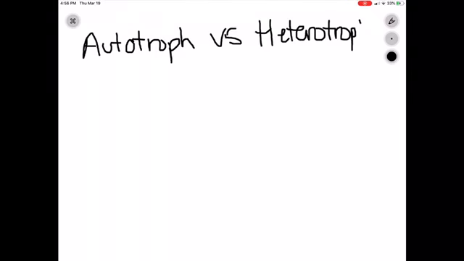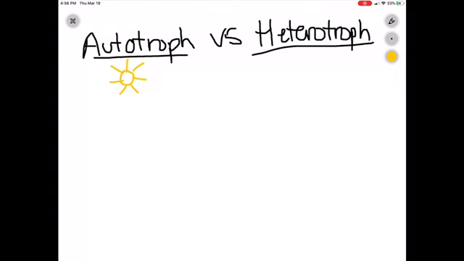I just wanted to review the notes that I had already posted on Google Classroom, but since I had put a PowerPoint, I figured I could do some handwritten notes with some visuals to help you understand a little bit better. So the first two terms are going to be autotroph versus heterotroph.